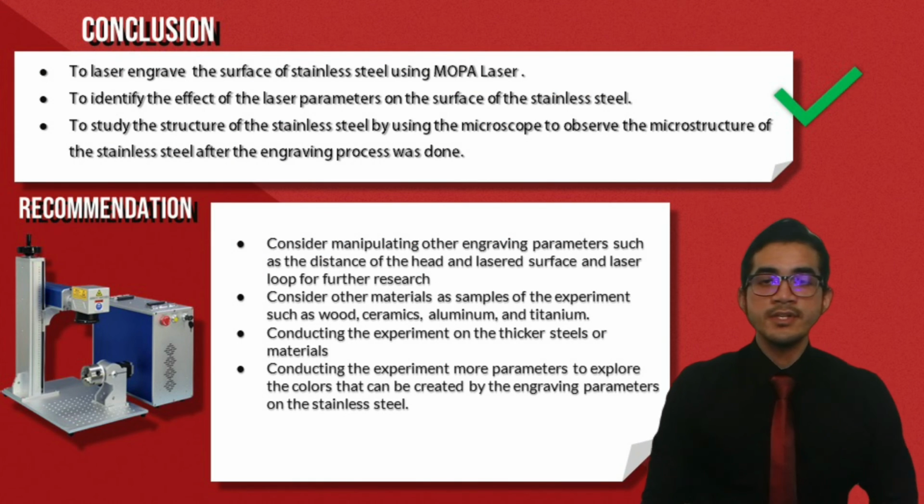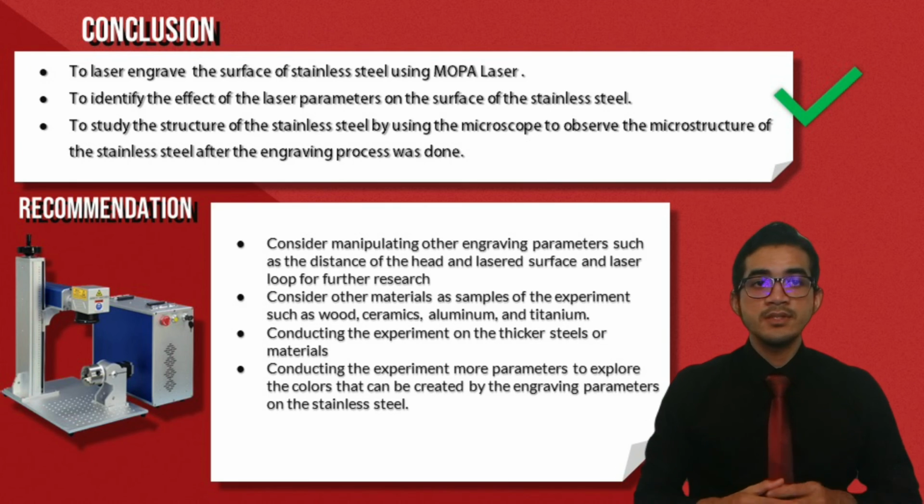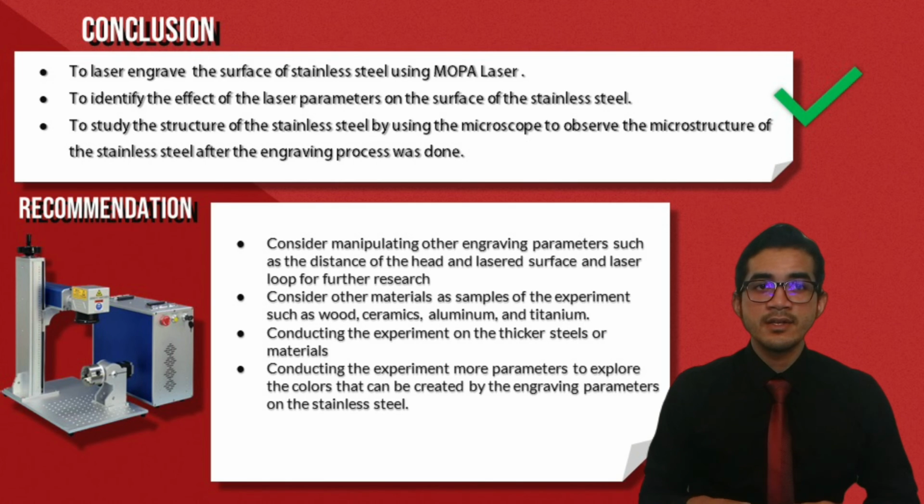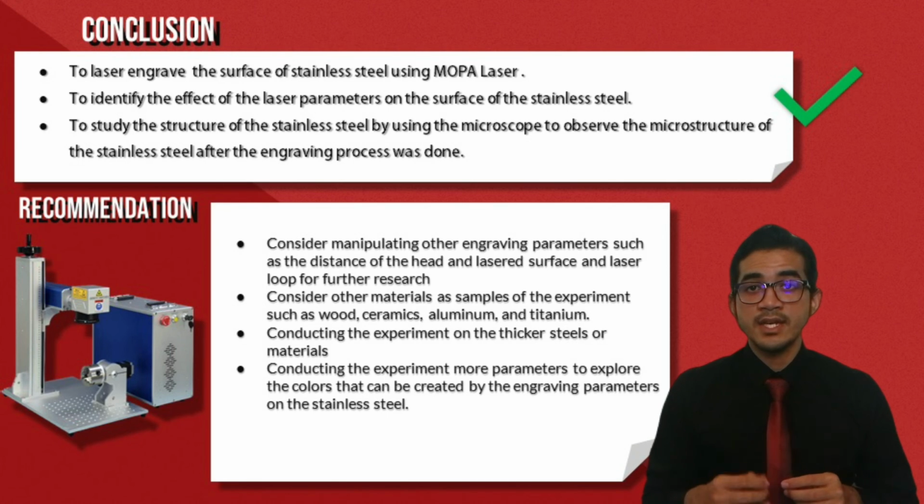So for the conclusion, the main objective, which is to laser engrave the surface of the stainless steel using a laser, is achieved. The second objective, to identify the effect of the laser parameters on the surface of the stainless steel, is achieved. And the last objective, to study the structure of the stainless steel by using the microscope to observe the microstructure after the engraving process was done, is achieved.